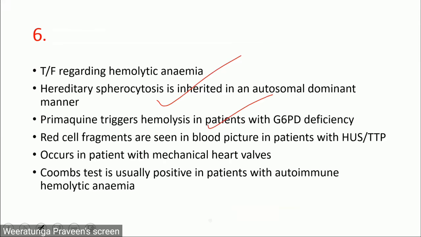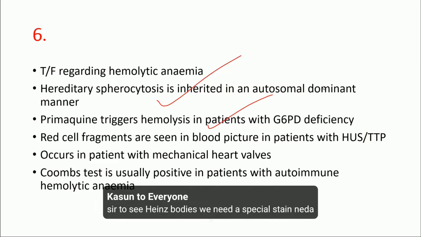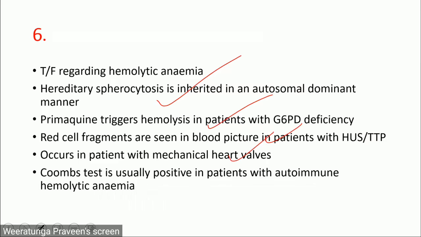red cell fragmentation syndromes, or mechanical heart valve. These are all red cell fragmentation syndromes, right? And these are non-immune mediated. Examples of red cell fragmentation syndromes are HUS, TTP, mechanical heart valve induced anemias, because of the turbulent flow across the valve, right?